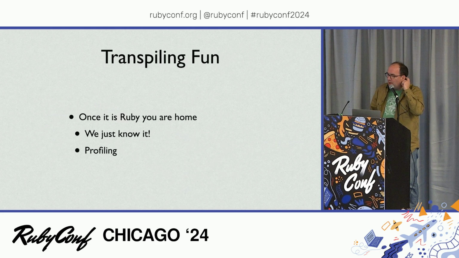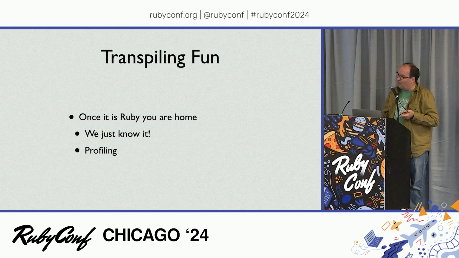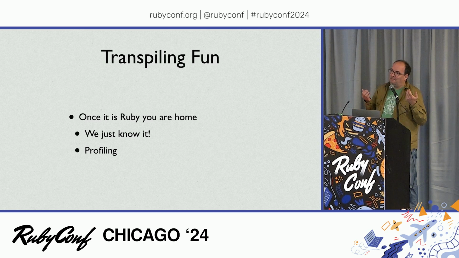But this was kind of an unexpected thing for me. Once I started transpiling into Ruby, I started getting all these ideas. And like, duh, I've been using Ruby for a couple decades. I know Ruby really well. And I also got to use Profiler, and I was really surprised that something I thought was fast wasn't fast. So this was an unexpected joy in this.